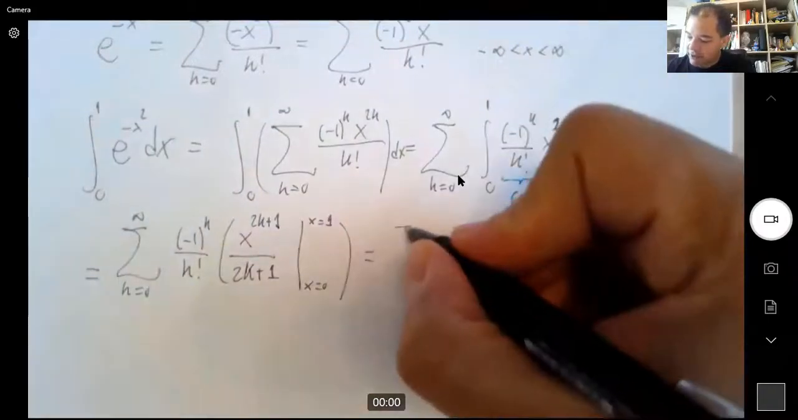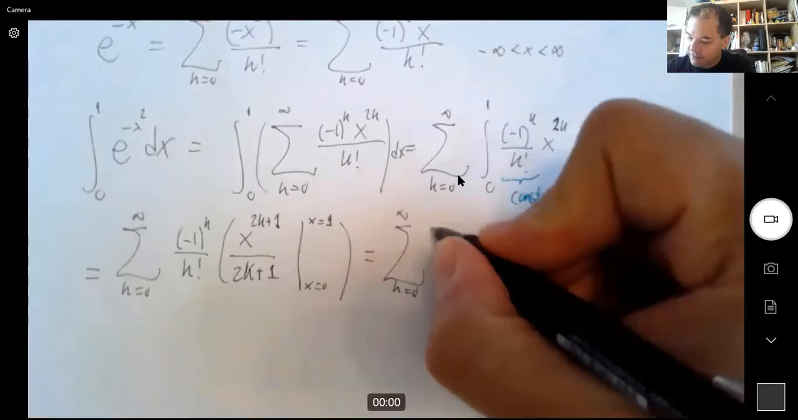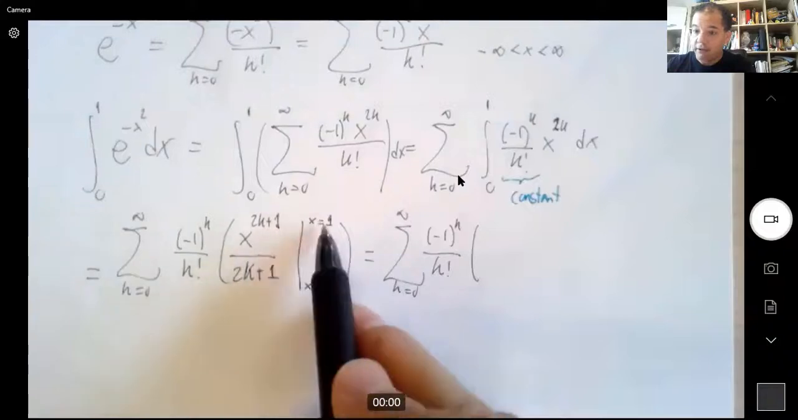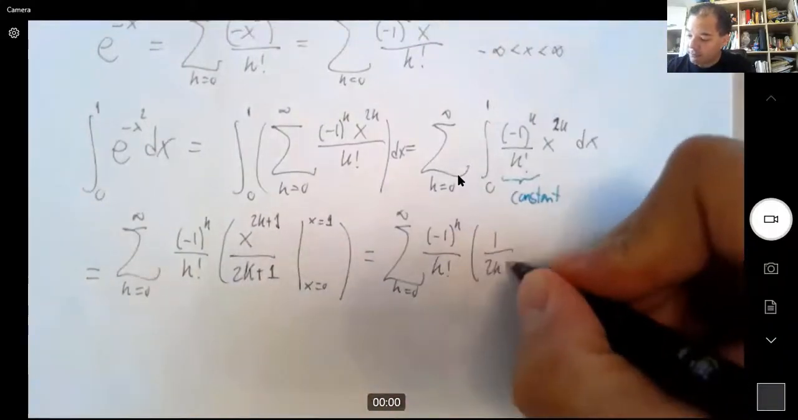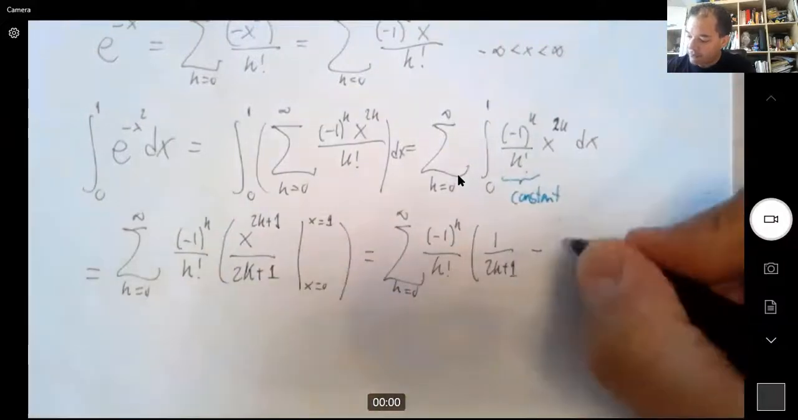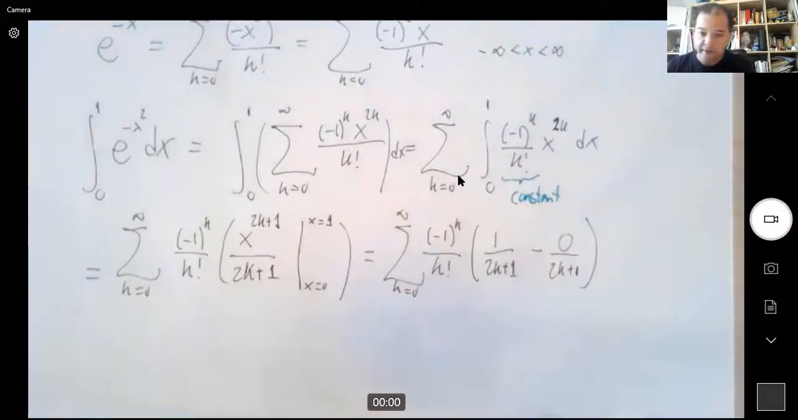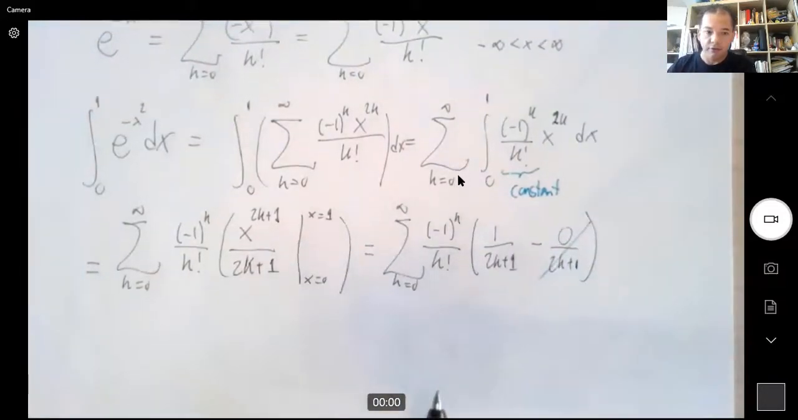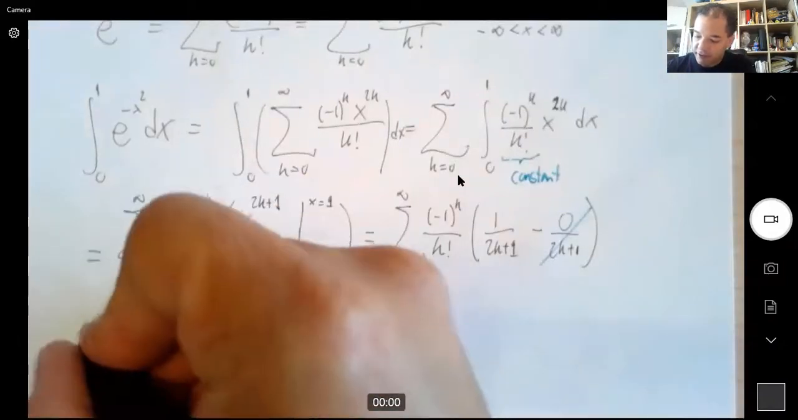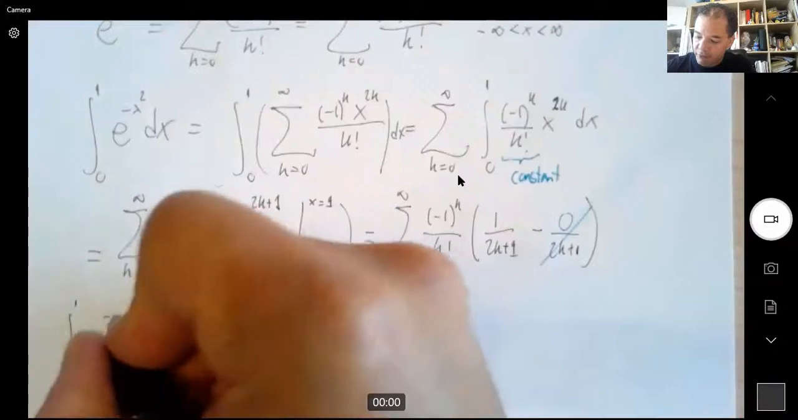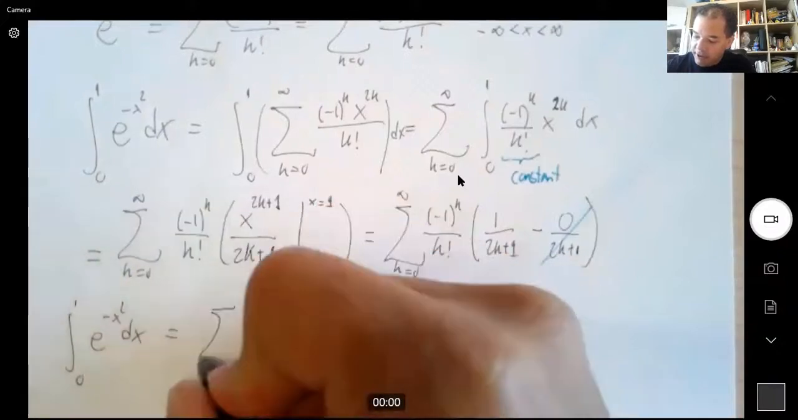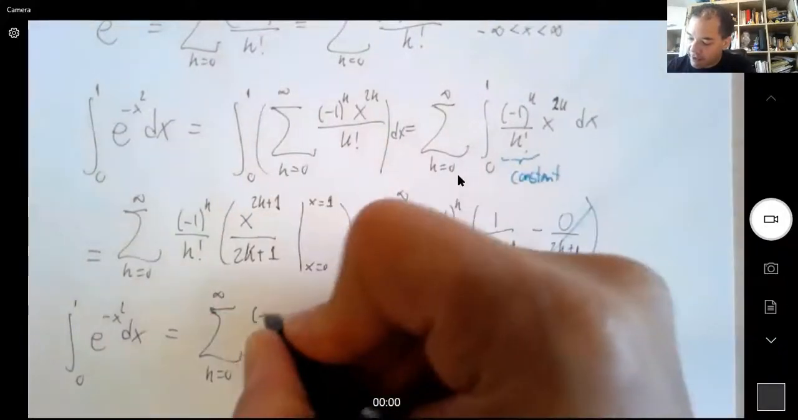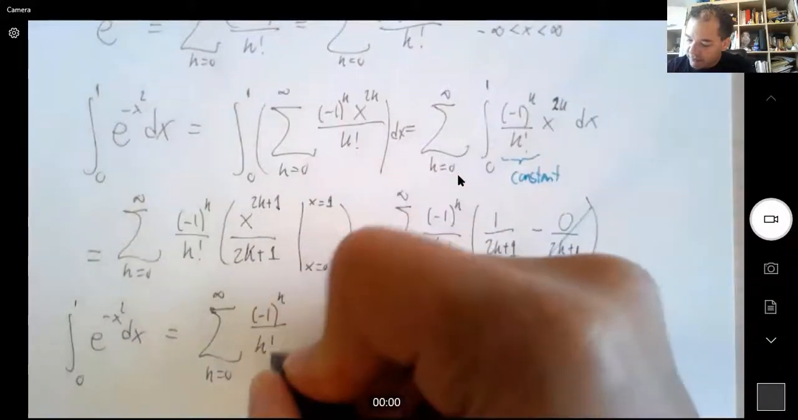Okay, so now let's do the evaluation. I still need to write down the series, which is what I'm doing right now. Then right here, you plug in 1, so it's 1 over 2k plus 1, minus, you plug in 0, so it's 0 over 2k plus 1. Then we simplify this. Obviously the 0 goes away. So our integral, let me write it here, that we're looking for. We just solved the integral, believe it or not. The answer is not an easy number. The answer is in terms of a series. This series.